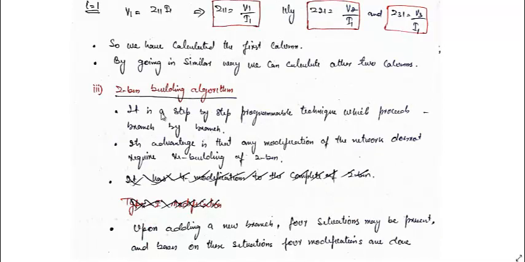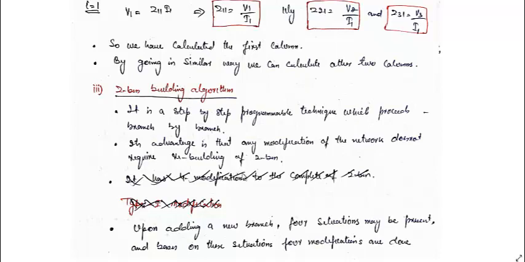So the next one is the Zbus building algorithm. In this case, it is a step-by-step programmable technique which proceeds branch by branch. What we are doing is adding the buses branch by branch and then calculating the Zbus. Its advantage is that any modification of a network does not require rebuilding of the Zbus. Whenever there is a modification, we need not recalculate the whole Zbus. We just have to use this modification, which we are going to discuss, so that our time is not wasted in recalculating the Zbus.